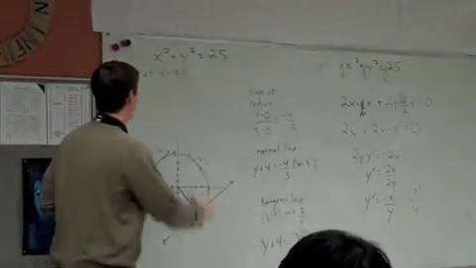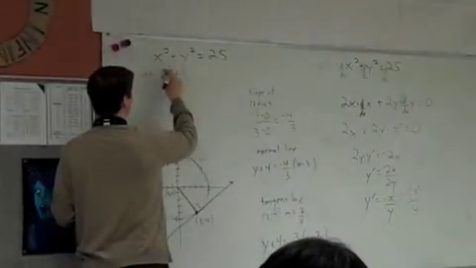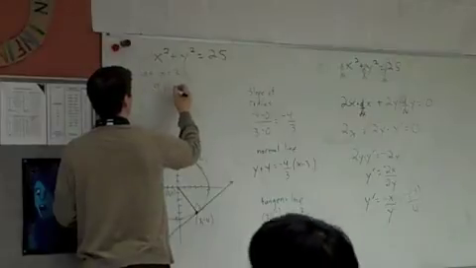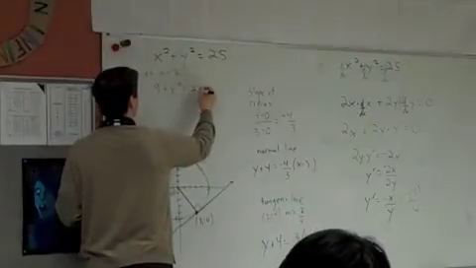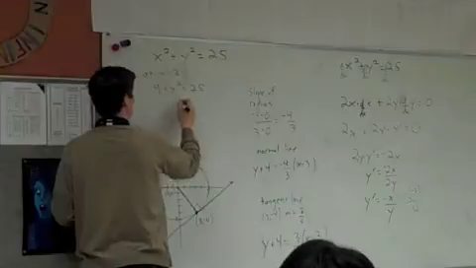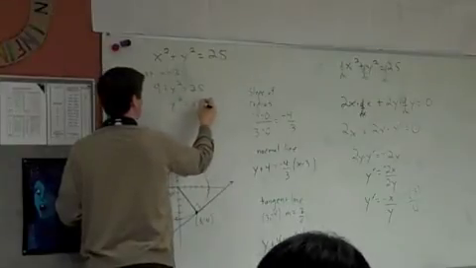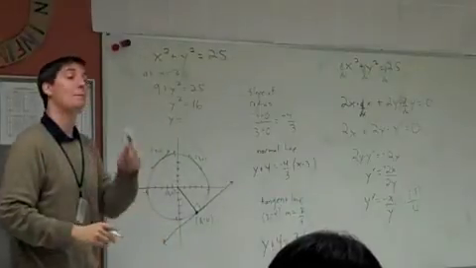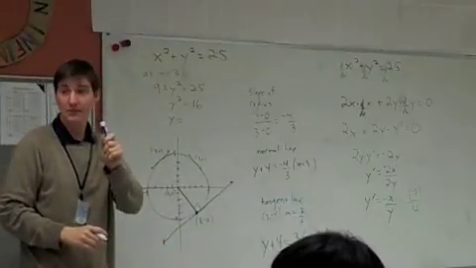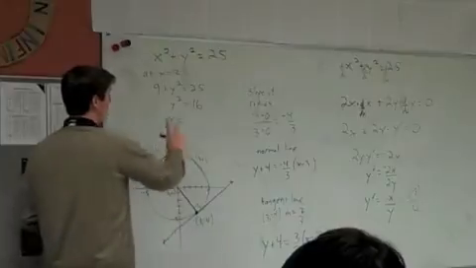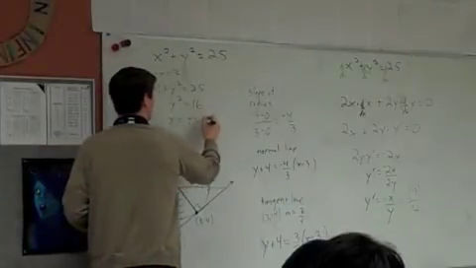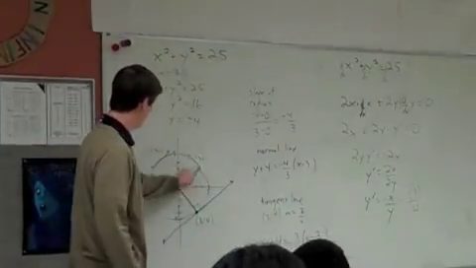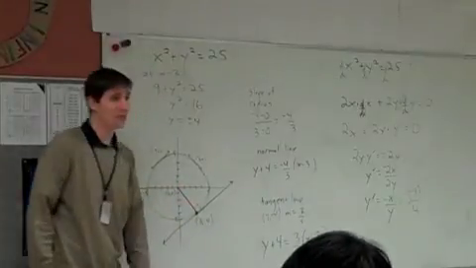If you're just given an x equals 3 value, well, you plug 3 in for x, you get 9 plus y squared equals 25. Subtract 9 from both sides, y squared equals 16. So y equals what? Plus or minus 4. Can you see that? And the circle will give that to you. If you square root both sides, you get plus or minus 4. That's where you get (3, 4) and (3, -4).